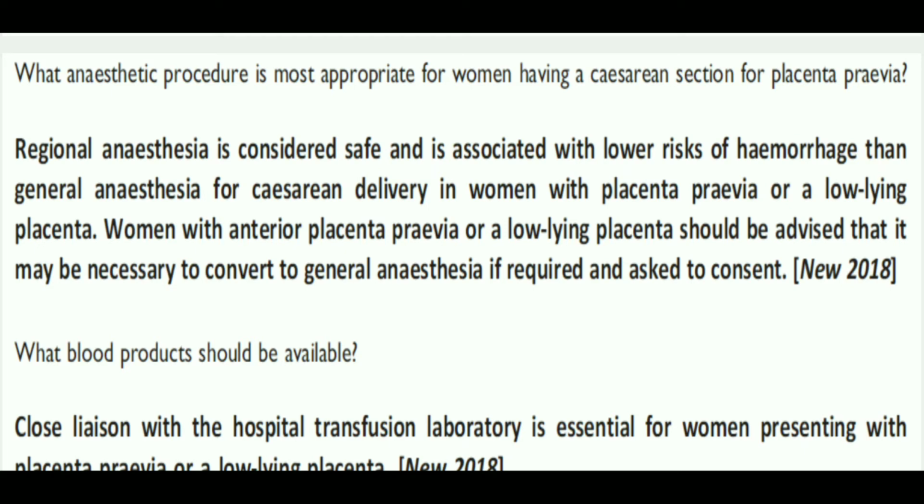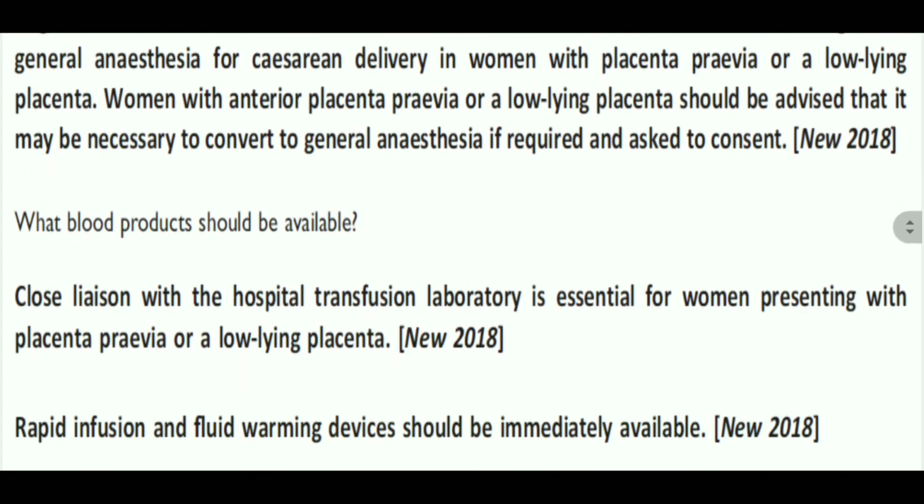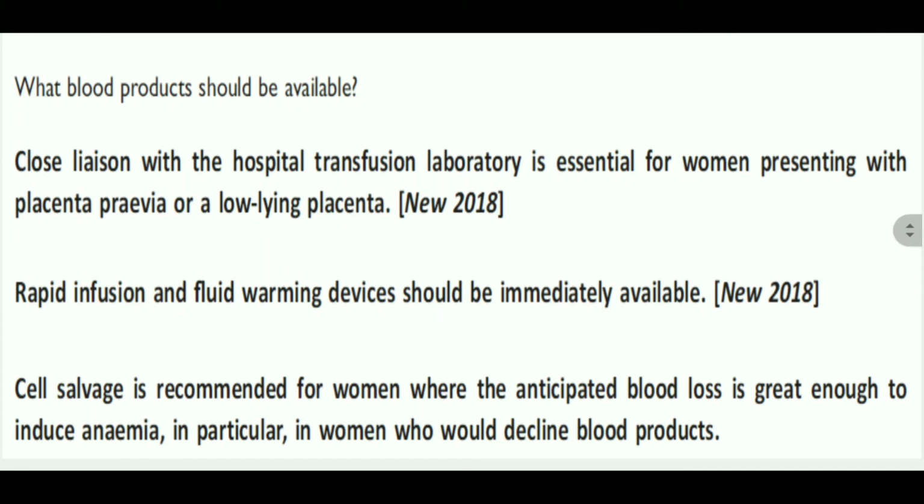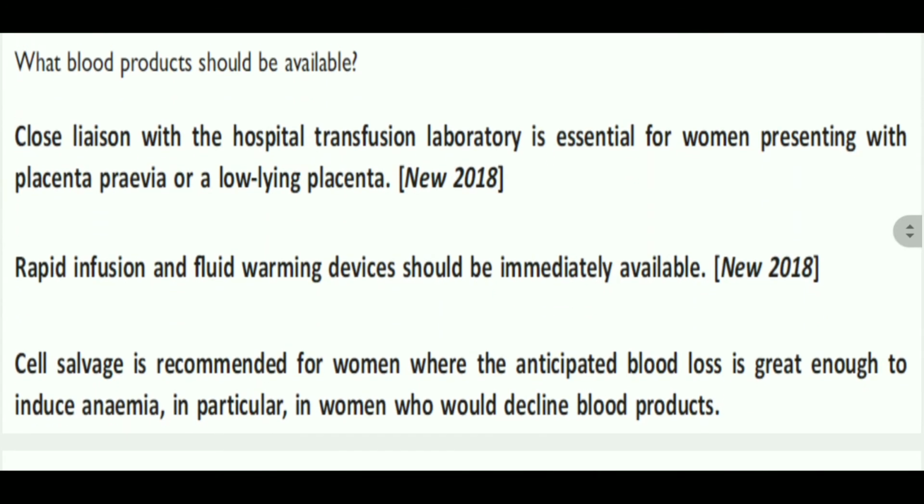But the woman with anterior placenta previa or low-lying placenta should be advised that it may be necessary that we can convert regional anesthesia into GA if required. Now, what blood products should be available? It's written that we should have close liaison with the hospital's transfusion laboratory. There should be rapid infusion and fluid warming devices. Now, there are certain groups of women who decline blood products.